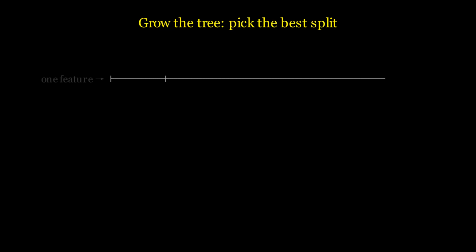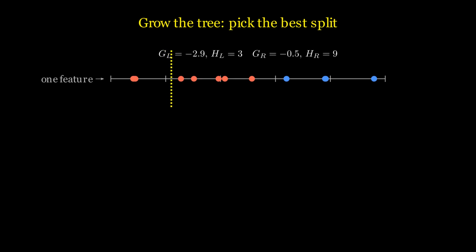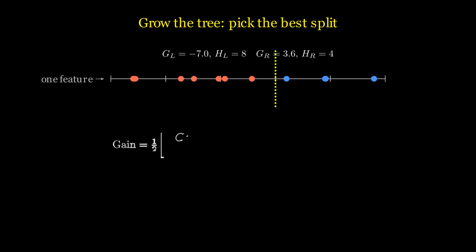Now XGBoost grows the tree, one split at a time. Sitting at a node with a bunch of points, it asks, is it worth splitting here, and where? For any candidate split, it adds up the gradients and the Hessians on each side. Call the sums big G and big H, left and right. Then it plugs them into the gain formula.